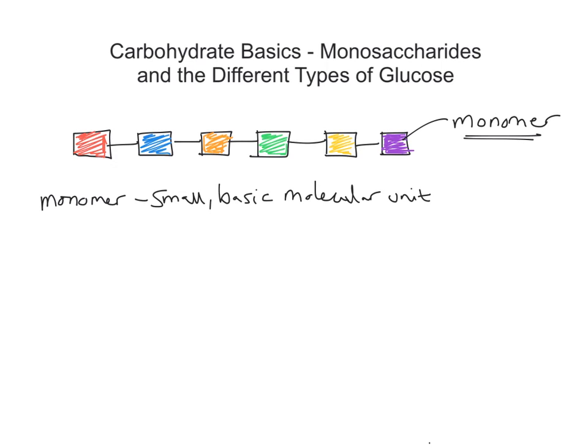Now for carbohydrates, the monomer, the single unit that we're referring to, is the monosaccharide. So in this video we're going to be referring to monosaccharides, which are single, small basic molecular units. When they join together we form disaccharides, di meaning two, and ultimately we form a chain or a polysaccharide. Now in that instance we have what's called a polymer.